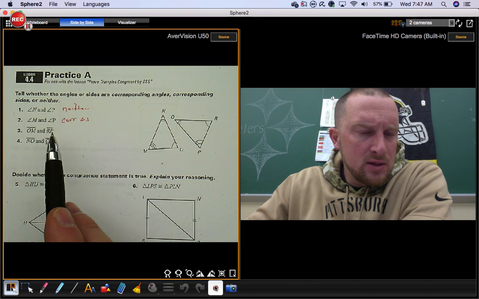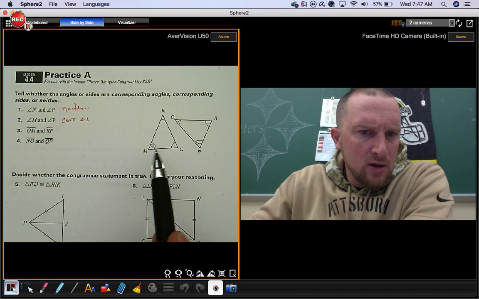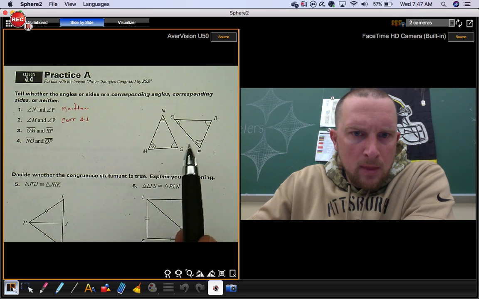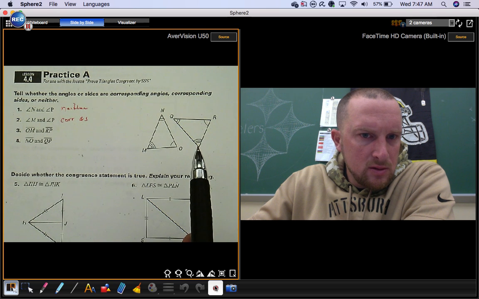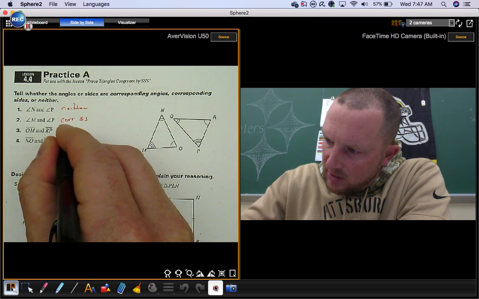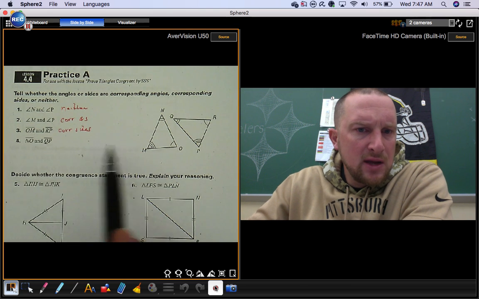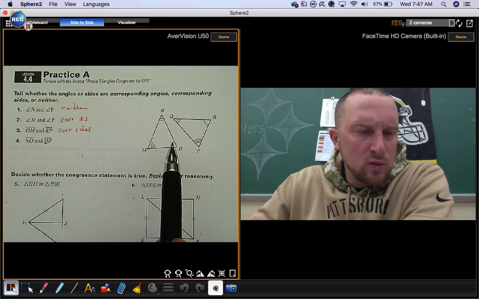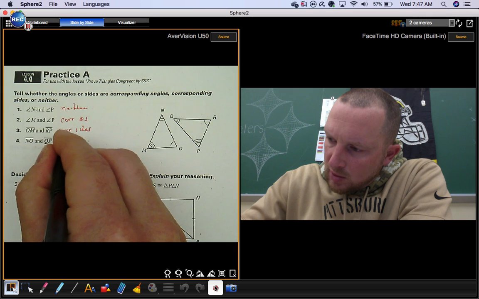Segment OM and segment RP. Here's segment OM. We're going from 1 arc to 3 arcs. Segment RP, 1 arc to 3 arcs. So those are corresponding sides. Segment NO goes from 2 arcs to 1 arc. Segment QP goes from 2 arcs to 3 arcs. These are not corresponding parts.